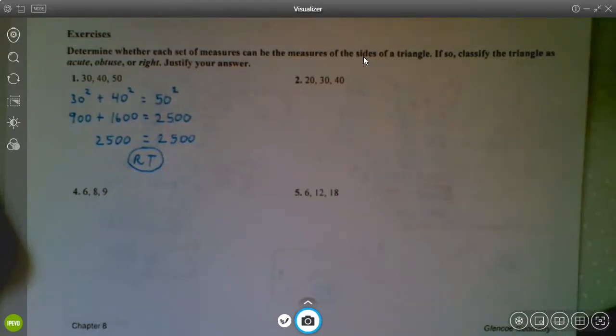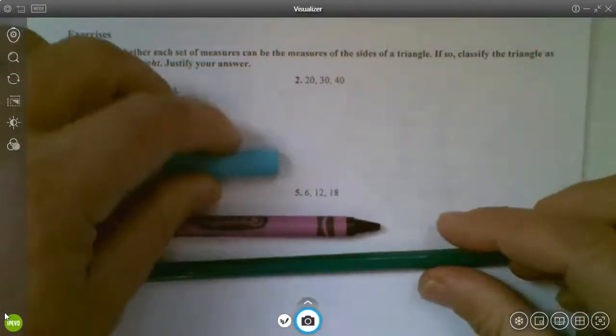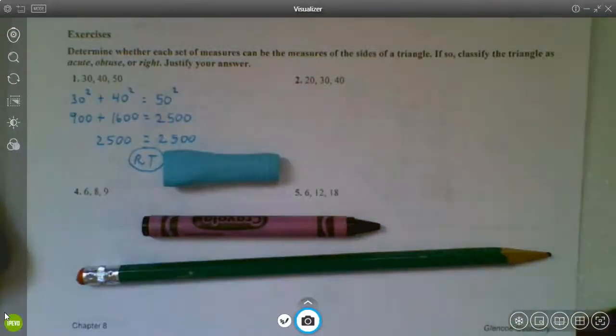It's saying, first look at the numbers and just determine whether or not these could even form a triangle. Because you can't just use any three numbers, right? Not all side lengths would create a triangle. So let me give you a simple example here. I have a pencil, a crayon, and whatever that blue thing is. So could I put those three lines together to form a triangle?